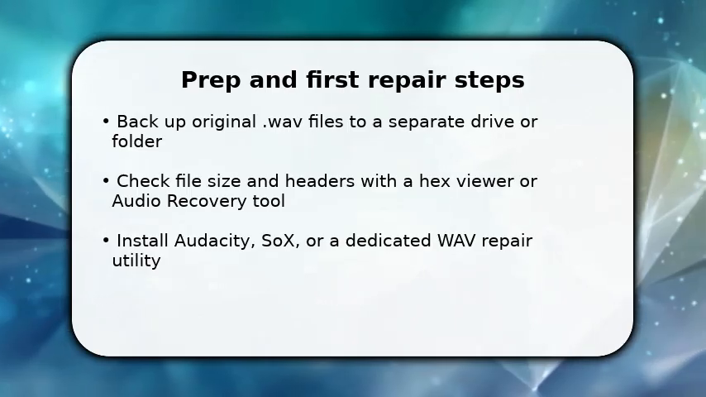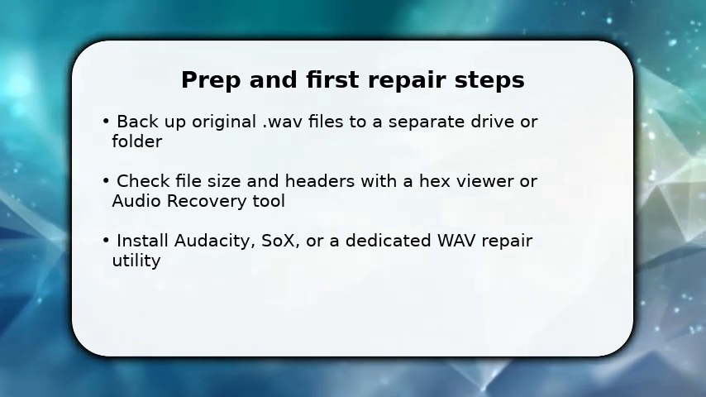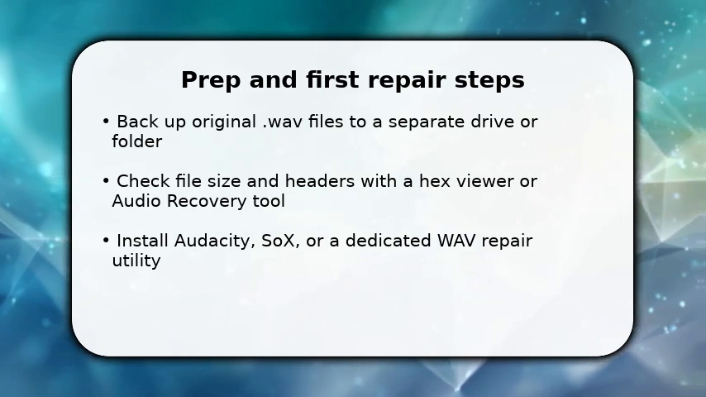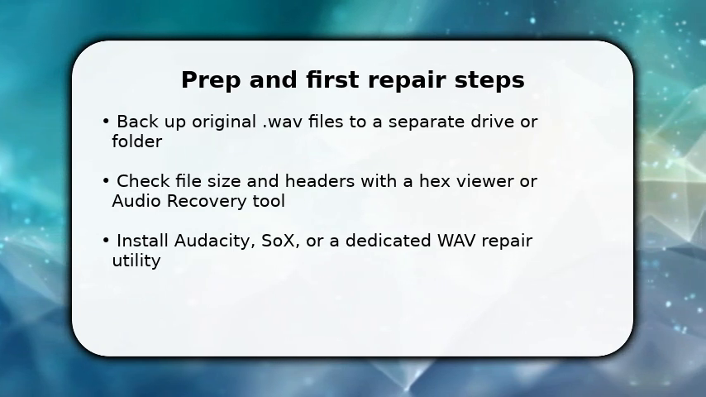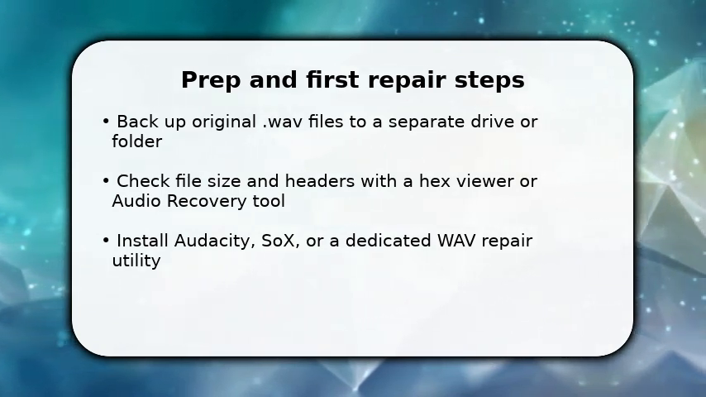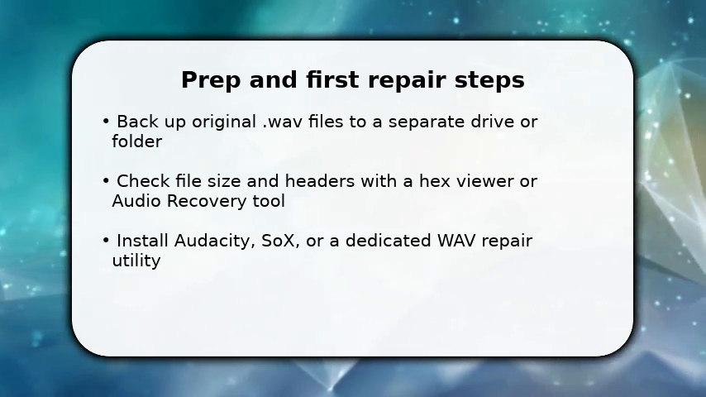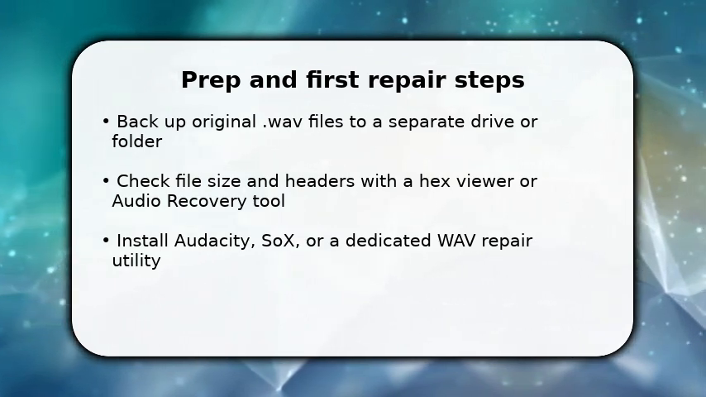You start by working on copies, not originals, and that protects you from accidental damage. Once you have backups, inspect the file header and size so you know whether corruption is header level or data level. Next, open the file in a hex viewer and look for the RIFF and WAVE markers. Missing or truncated headers usually cause silence or playback errors.